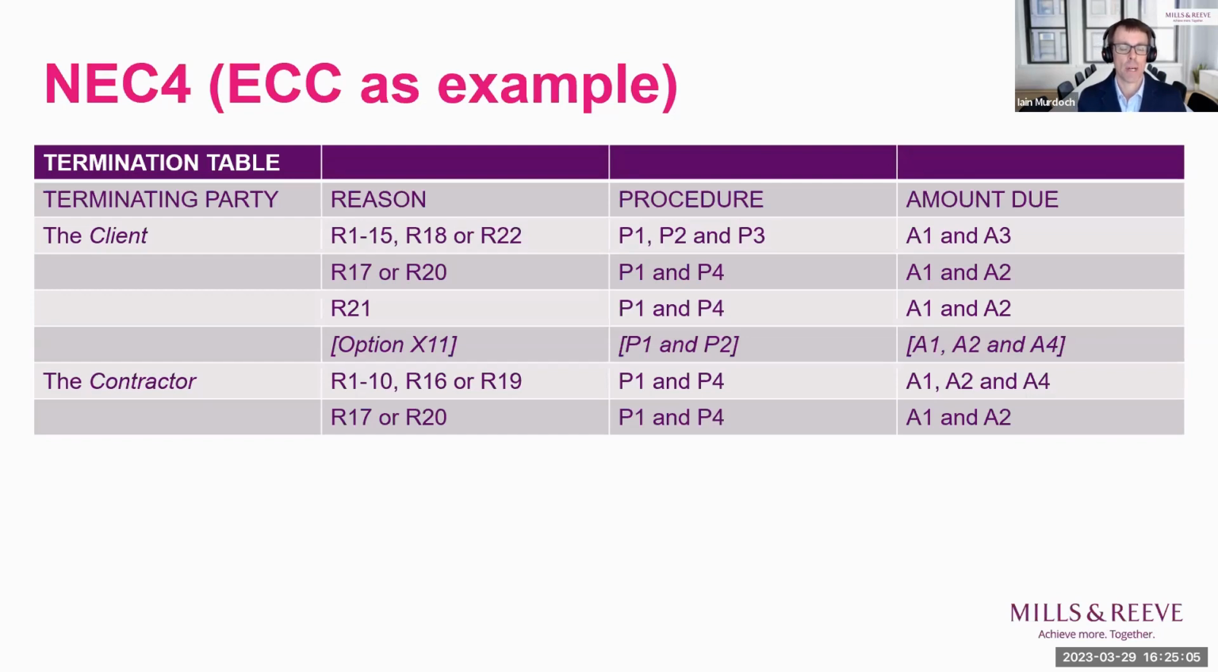The termination table is an adapted version because I've put option X11 in, because parties often do have that option in their ECC, and it sets out who can terminate, the reasons for termination, the procedure for termination, and the sums due, all set out in the context of the NEC4 suite. And slightly different versions of this termination table appear in the different versions within that suite.